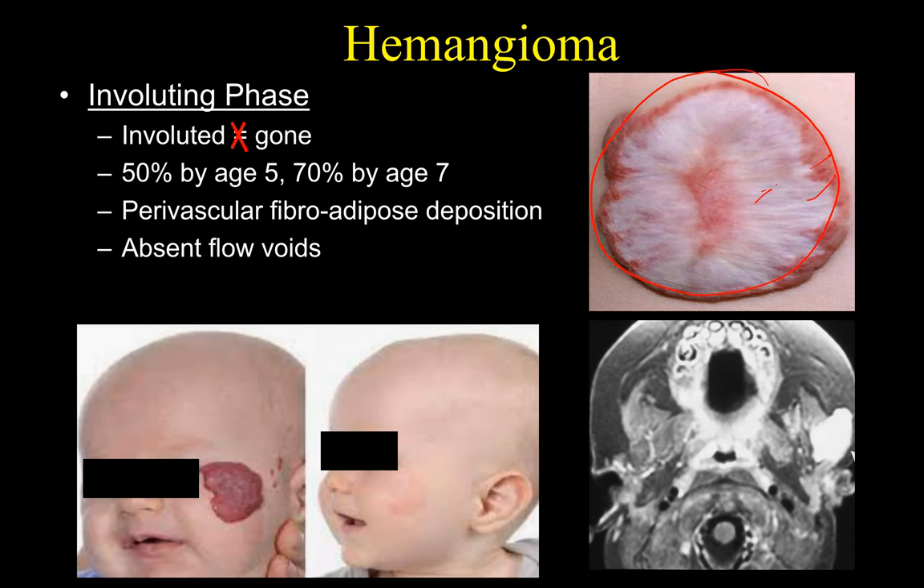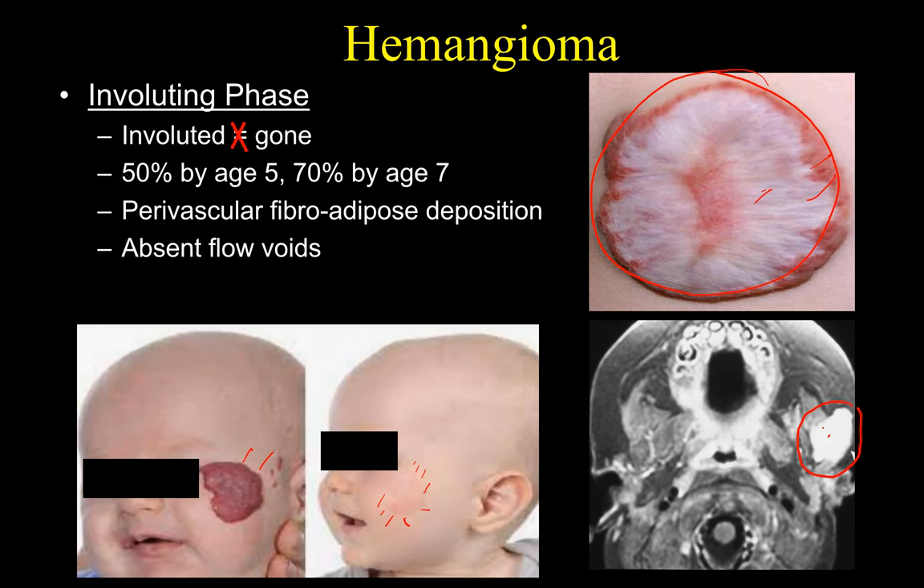From an imaging standpoint, again, it can be a little confusing. So here's a child, same child that had a hemangioma. We can see it involutes, and we still see this sort of residual redness here, and that's that residual hemangioma. Now, from an imaging standpoint, what we end up seeing is that you can still have an enhancing mass, but notice how there are no flow voids within it.